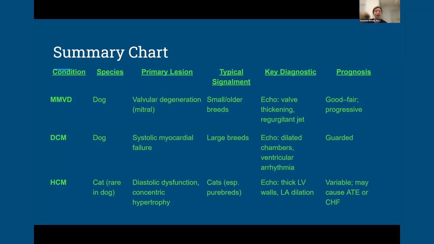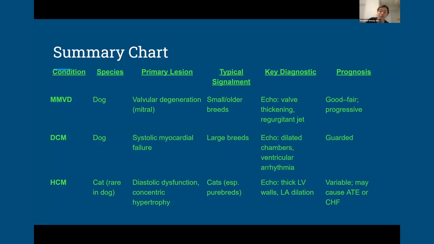Dilated cardiomyopathy, we still see mainly in dogs. It's because of systolic myocardial failure, and we see this mainly in large breeds. Always think Dobermans here. The best diagnostic is echocardiography, and we're going to see dilated chambers and ventricular arrhythmia, such as the VPC. The prognosis is more guarded because we usually see them a little bit later in the advancing stages. And when they already have onset of congestive heart failure, the prognosis is not going to be as good.